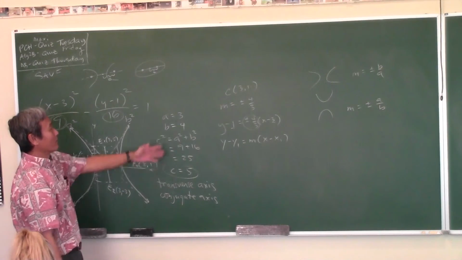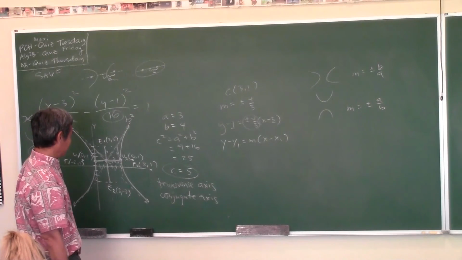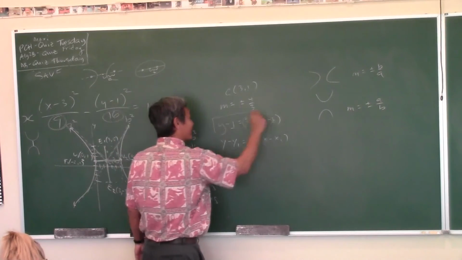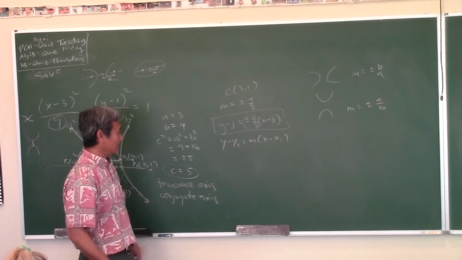So which way do you like better? You want to just purely memorize it or just look at the box that you drew? I don't care which one you do. All I'm looking for is, do you have this answer for the asymptotes?